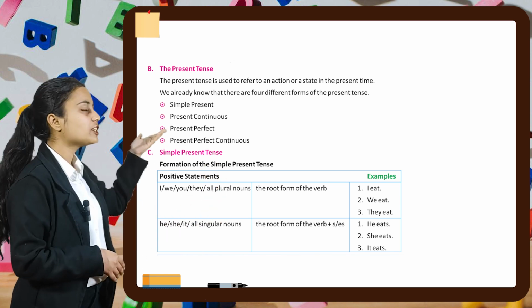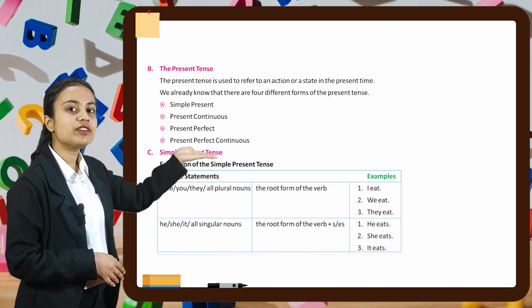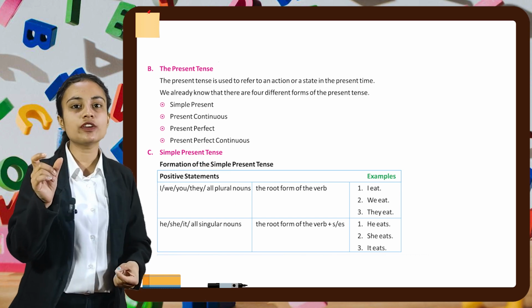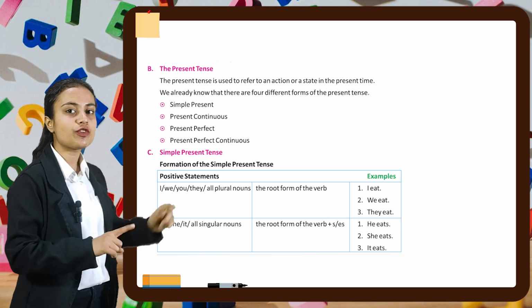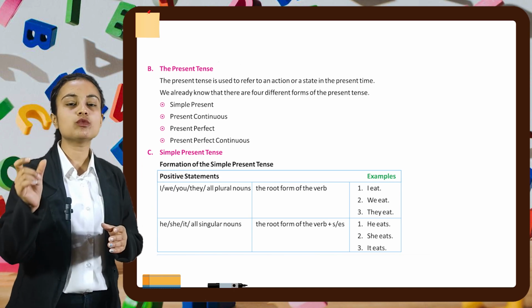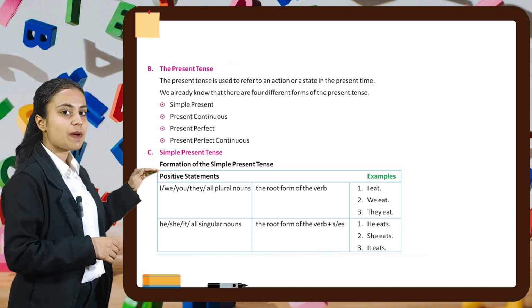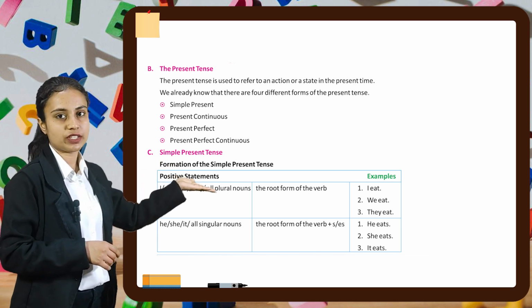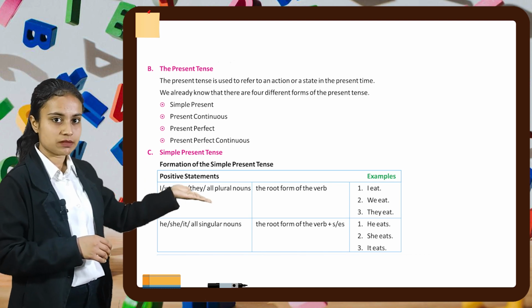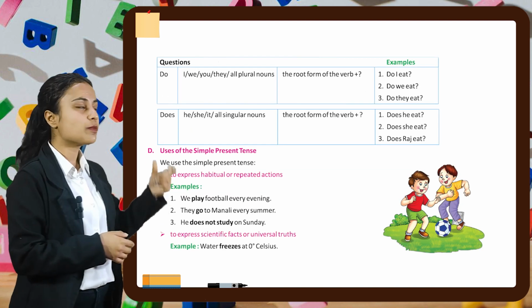So here, if we are talking about a plural thing, then we will use the verb in its root form. For example, we eat. We is used for plural things, so we have used eat. Similarly, in the next part, if we are using singular nouns, then we put s after the verb. For example, he eats.